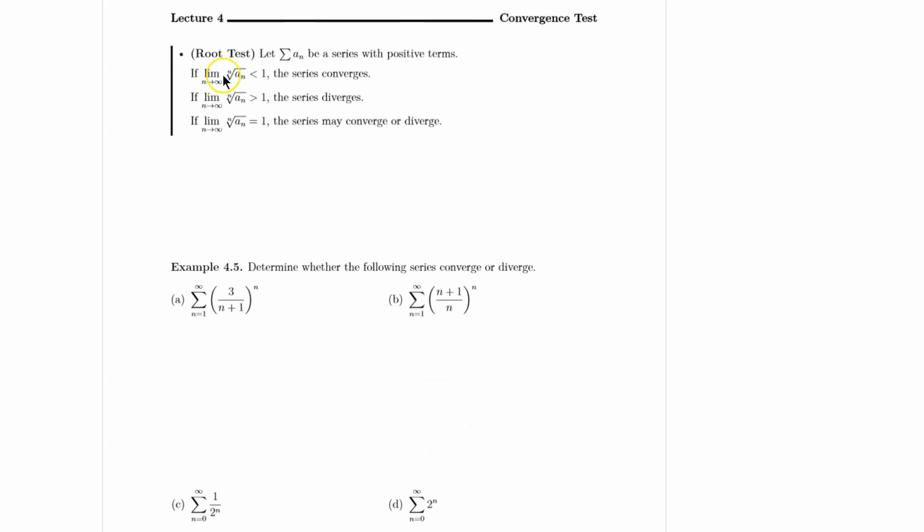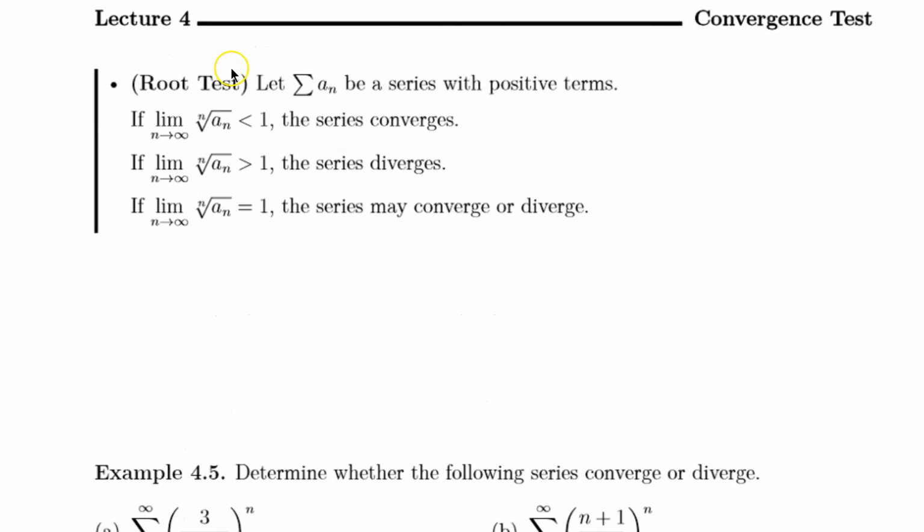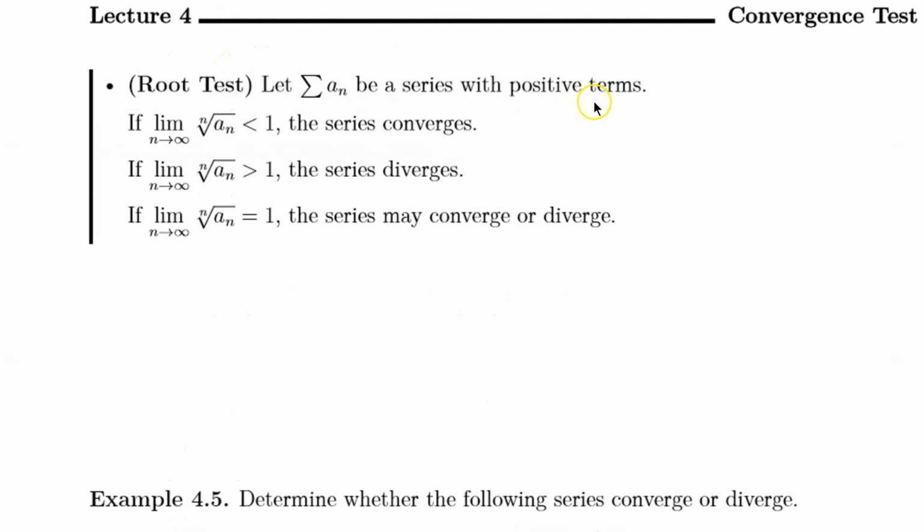So the way this root test works is that if I have a series where the terms are positive, then I can compute the limit of the nth root of a sub n. If this limit is less than 1, then I can conclude that my series is going to converge. If this limit is bigger than 1, then the series is going to diverge, and if the limit is equal to 1, then I can't really tell.